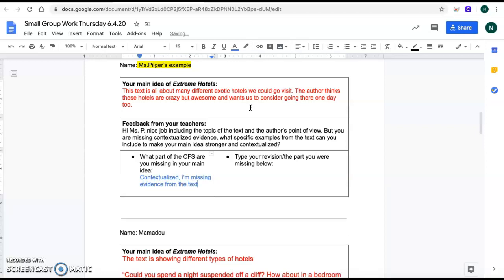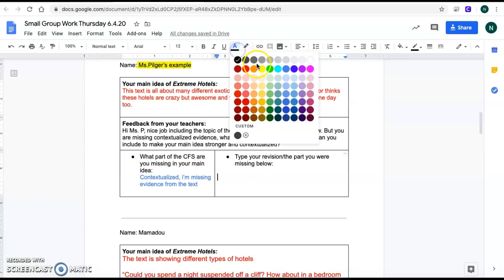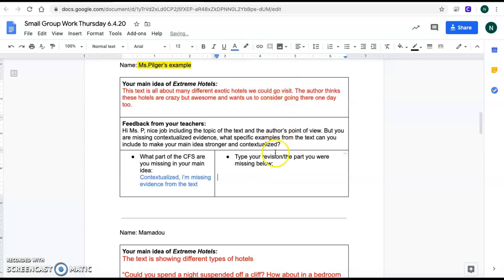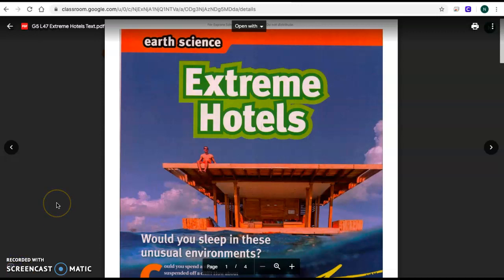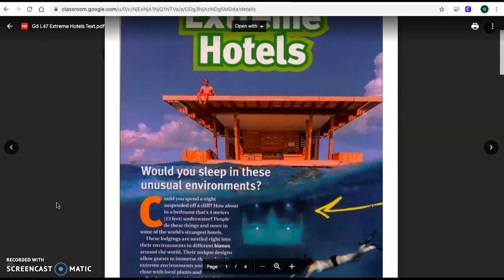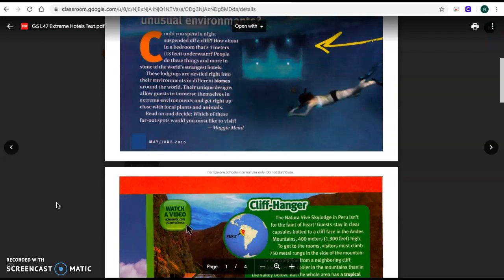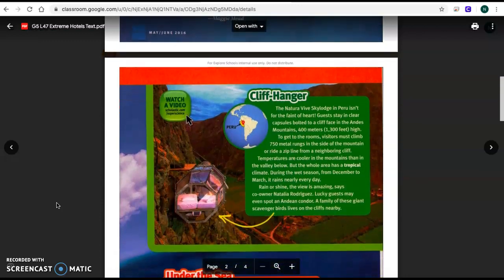Okay, so now I know what would make my main idea stronger. Over here, I can now make my main idea stronger. So I can include those pieces that I was missing. Let me go back to the text and see what I want to include to support what I said the main idea is. All right, so I said in my main idea that it's all about extreme hotels, and I want to get some good examples of that. So let's see.